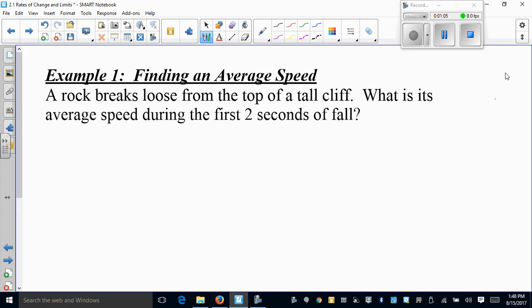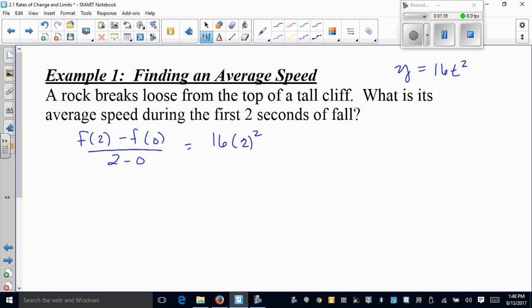So, example 1, finding an average speed. A rock breaks loose from the top of a tall cliff. What is its average speed during the first 2 seconds? What we're looking for is f of 2 minus f of 0 over 2 minus 0. Remember, we're using y equals 16t squared. So this is 16 times 2 squared minus 16 times 0, over 2 minus 0, which is just 2.